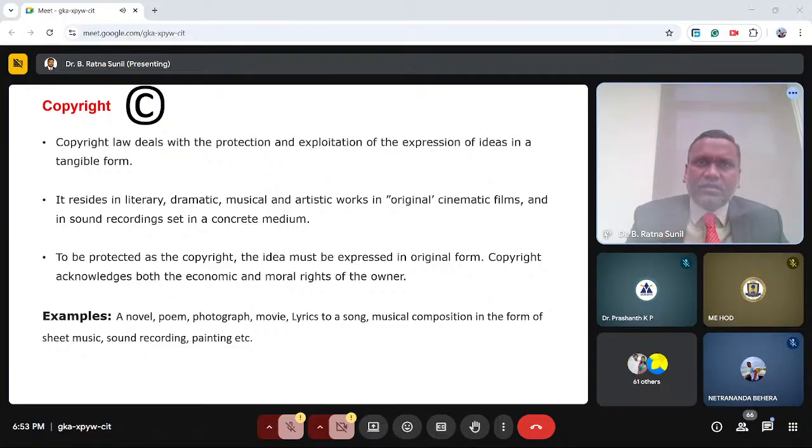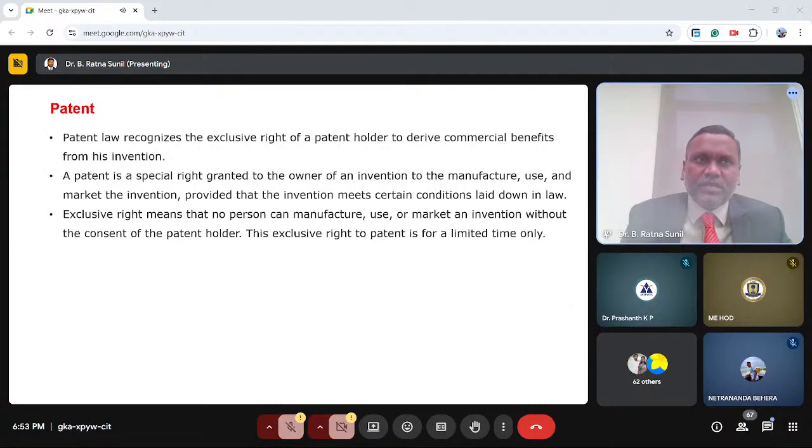If you see the symbol C encapsulated in a circle, that is the copyright symbol. In many books you will see this copyright by the publishers.